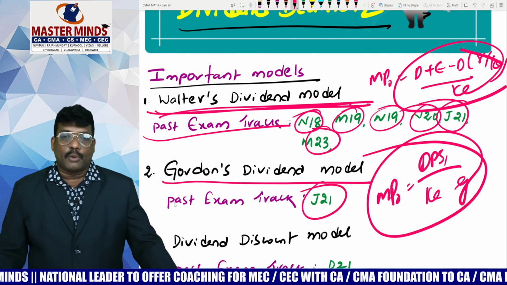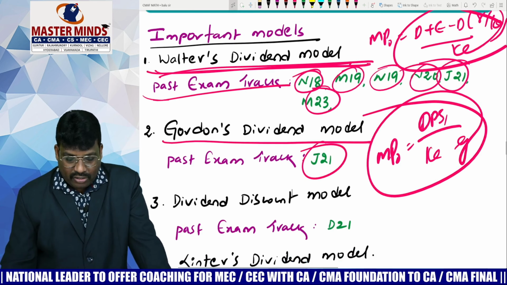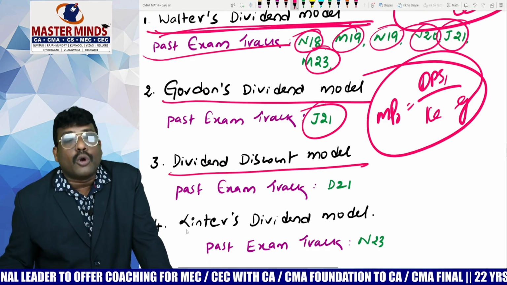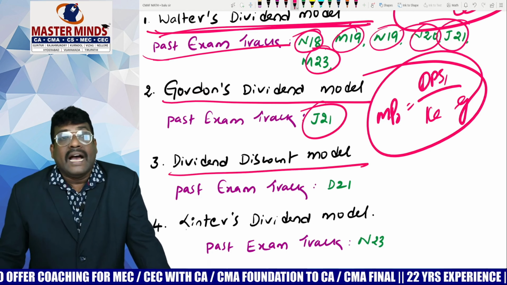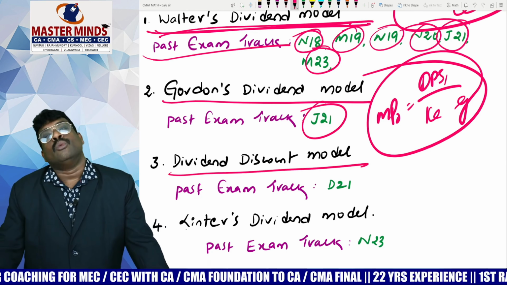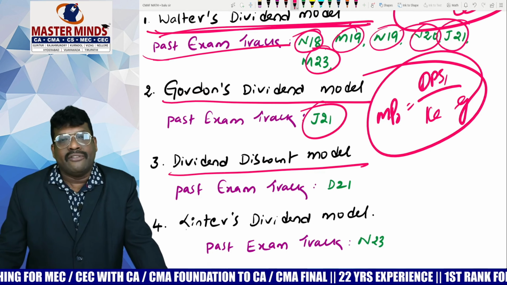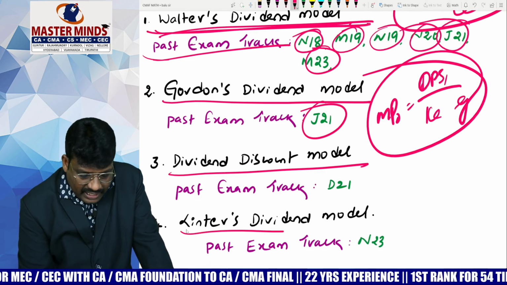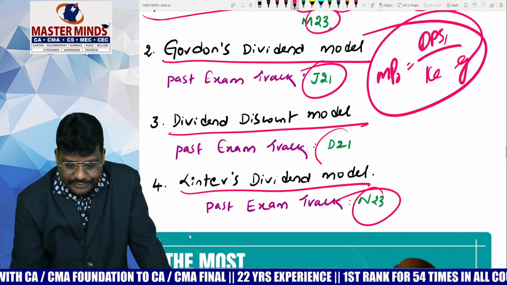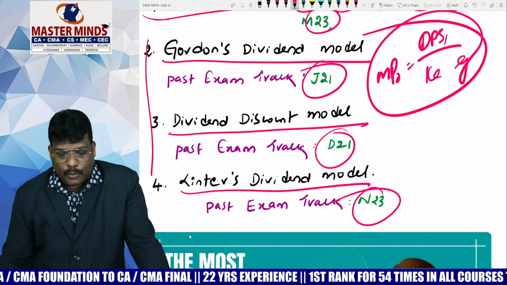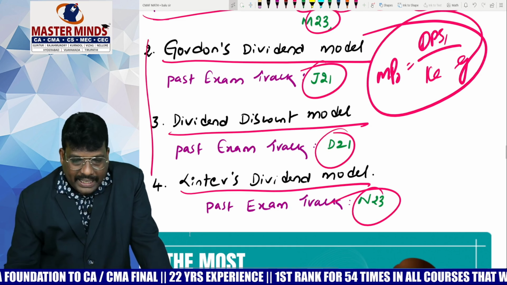So they asked this model, but the majority concentrate on the Walter model, and the dividend discount model has also been identified, where we are supposed to learn intrinsic value, and we identify whether a security is overvalued or undervalued. Basing on that, we make a calculation. And Lintner's dividend model is also important. They asked in November 23, right? So you learn all these models from one question, guaranteed, pakka, right?